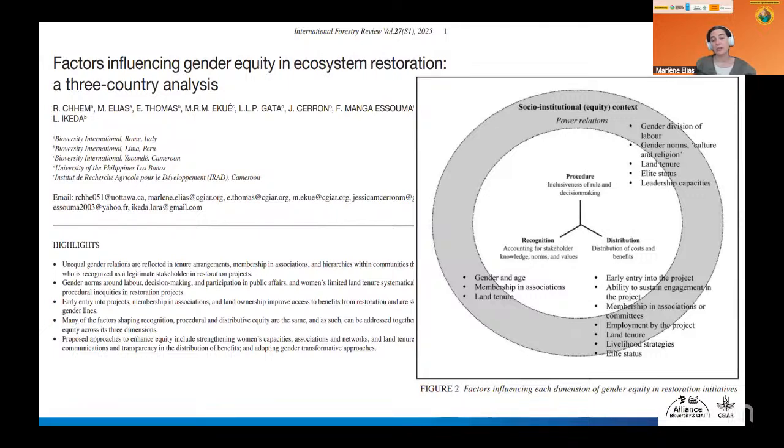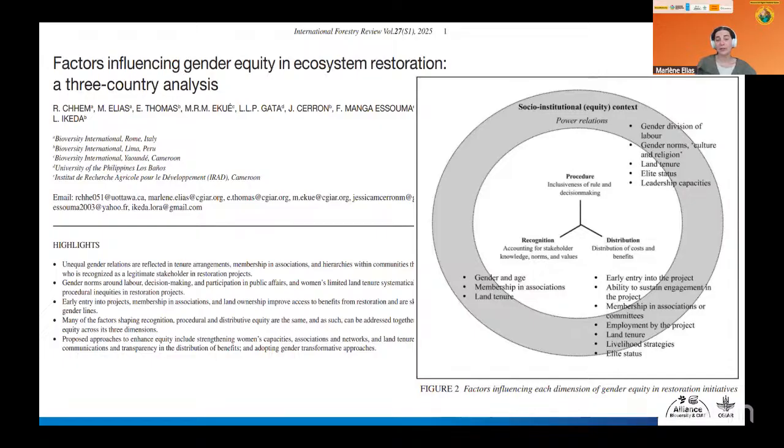So from a recognition perspective, we identified the factors that affected who was recognized as legitimate stakeholders in these initiatives, who was invited then to be part of the projects. That was shaped by factors such as gender. So being a man was what led to inclusion, and age, being also a member of formal associations, having secure land rights, were all factors shaping who was perceived as legitimate stakeholders.